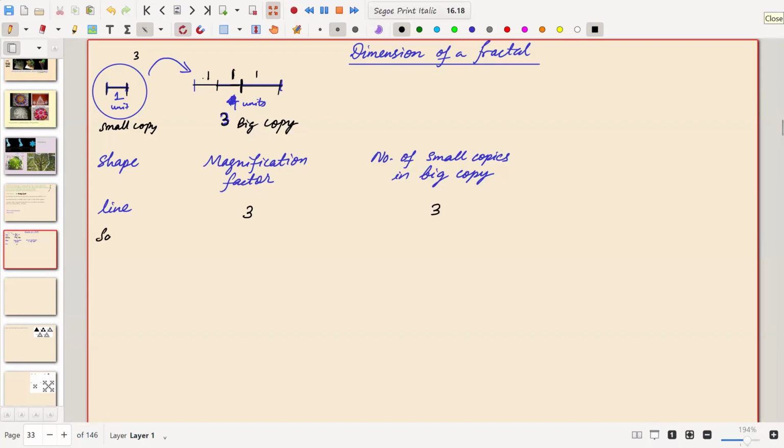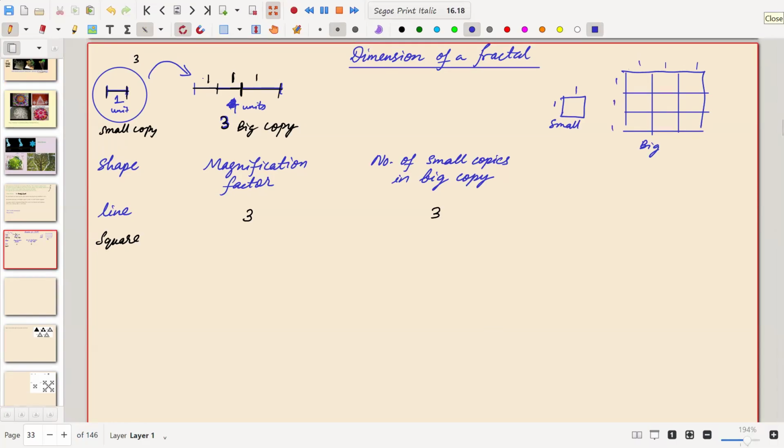Now let us take a square. If you take a square like this and fit small squares inside it, this is the big copy and this is a small copy. So it's 1, 1, and these are all 1, 1, 1, 1. My question is again for the square: how much magnification do you have to do for this small box so that it can fit inside this big box?